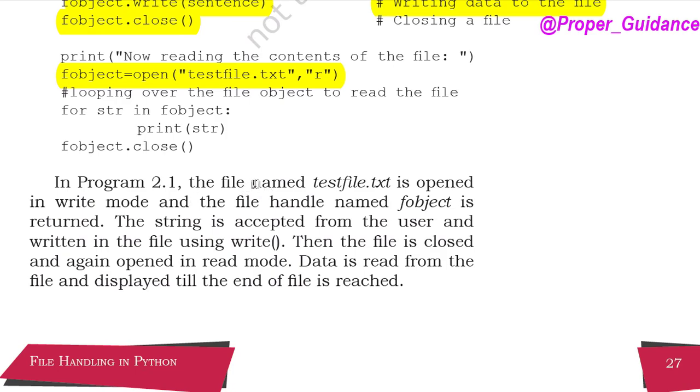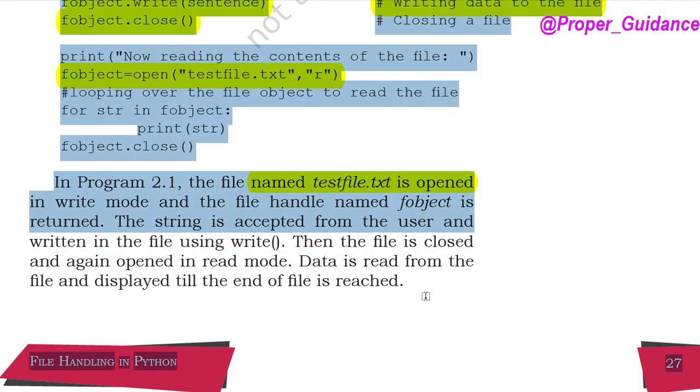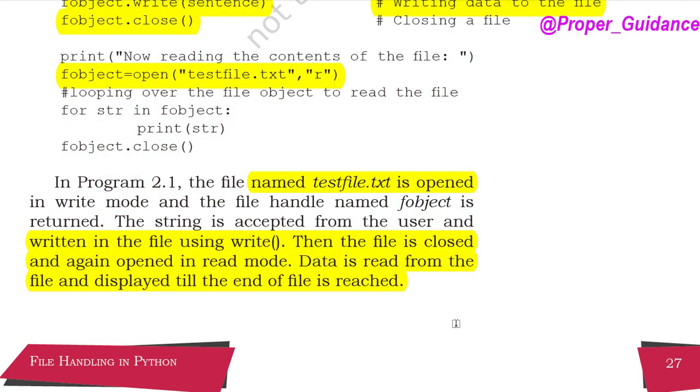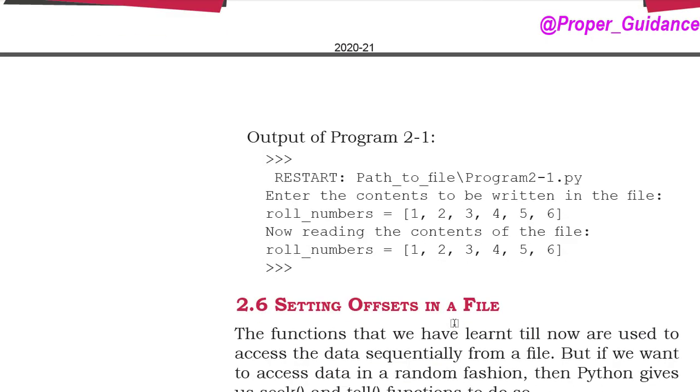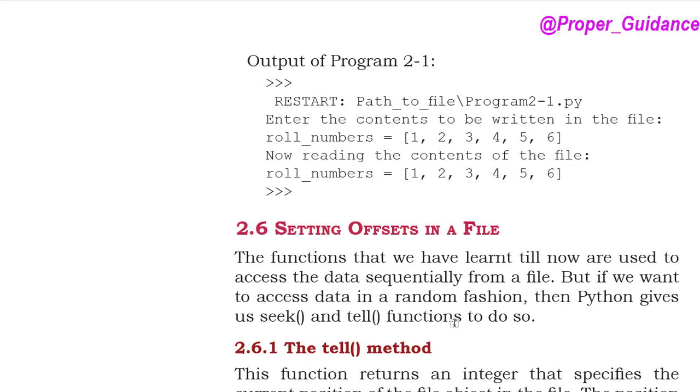In this program, the file named testfile.txt is opened in write mode, and the file handle named fobject is returned. The string is accepted from the user and written in the file using write. Then the file is closed and again opened in read mode. Data is read from the file and displayed till the end of the file is reached. And this is the program output. Output of the program is here.